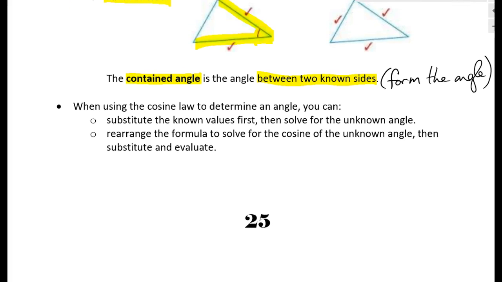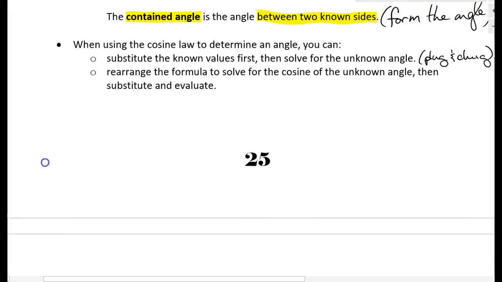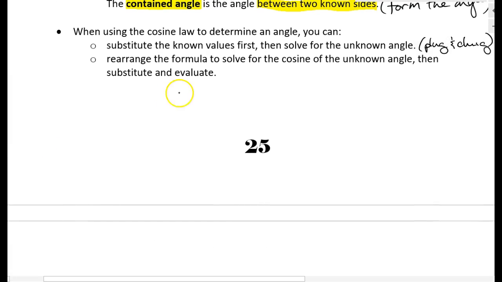Okay, you've got two options in terms of actually using cosine law. Option one is you substitute in and then isolate. So this is our plug and chug option. Alternately, you can rearrange your equation and then substitute after. What that would look like is if we're solving for angle A, we would start with a squared equals b squared plus c squared minus 2bc times cosine of angle A.